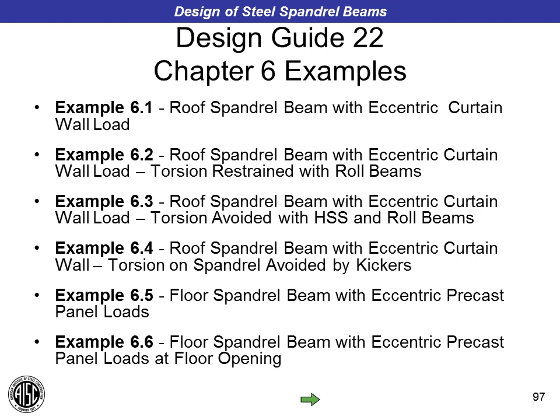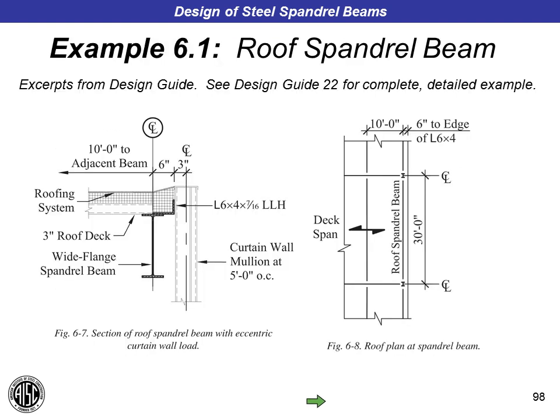So there are a number of examples in Design Guide 9 that I won't have time to go through all of today, but we're going to focus on just a couple of them, looking at what the impact of torsional rotation might be on a spandrel beam. So let's dig into example 6.1, which you see here. We have a spandrel beam supporting just roof decks. This is a non-composite system.